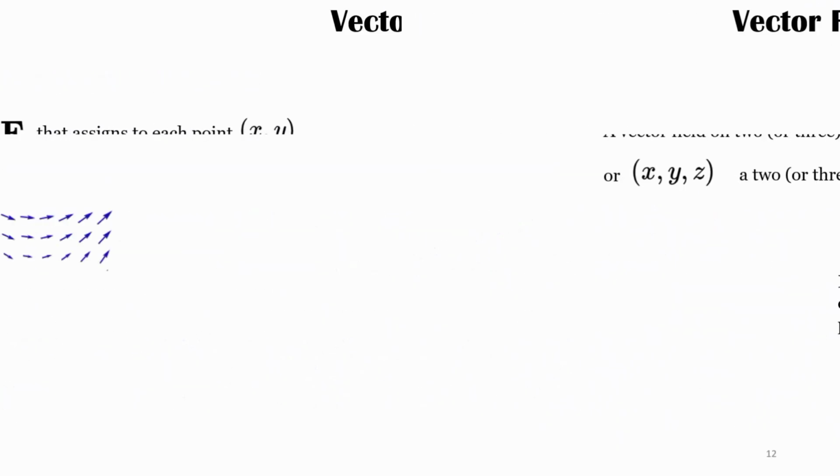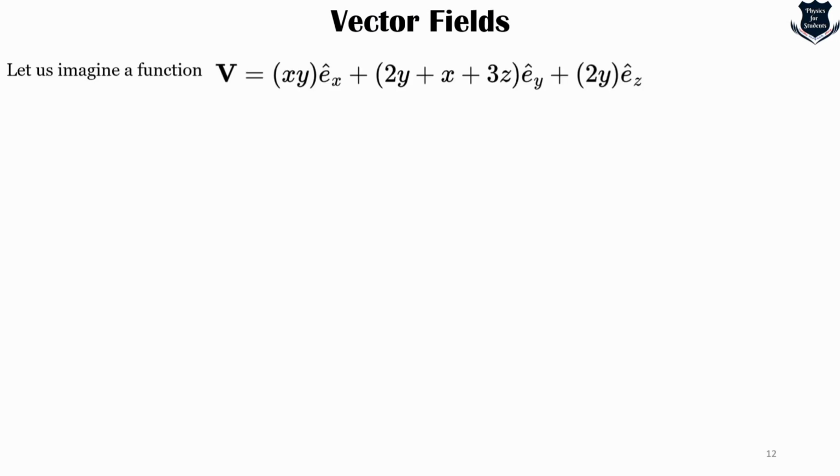So here we would like to take an example, and we would like to plot and see how vector fields actually behave. Now I would like to just take a hypothetical function. This is just a hypothetical function, 2y plus x plus 3z. It doesn't have any relevance to this.